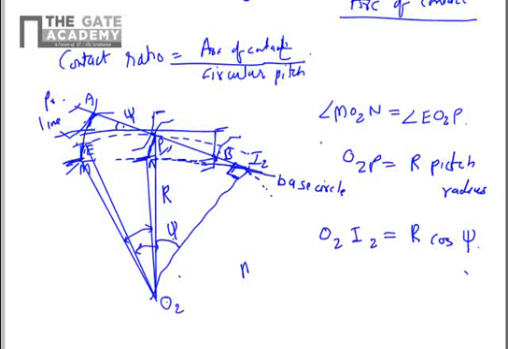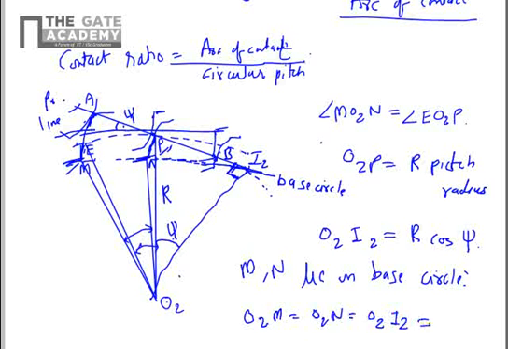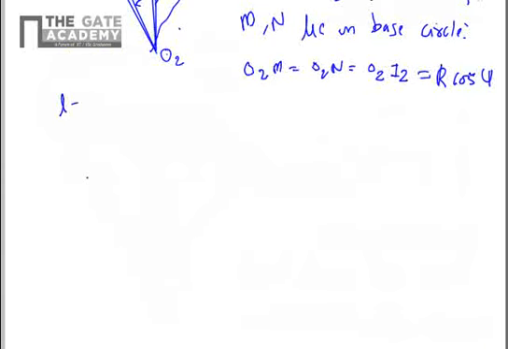So the radius of the base circle is the same. So M and N lie on the base circle. That is how we started the derivation. Hence O2M is equal to O2N is equal to O2I2, the base circle radius, that is equal to R cos xi. So now the angle MO2N is equal to theta. You know this identity, so theta will be equal to arc length divided by radius. The arc length we want to consider is MN, and the radius is R cos xi, that is O2M.